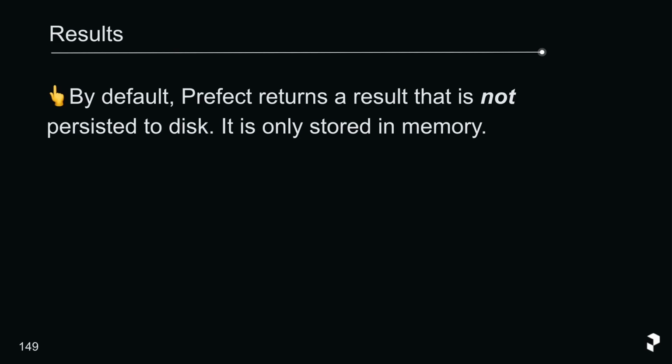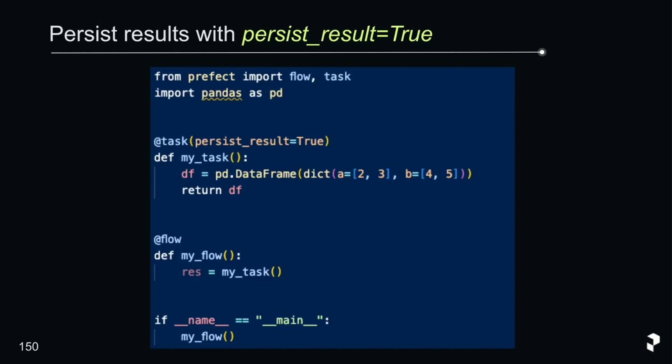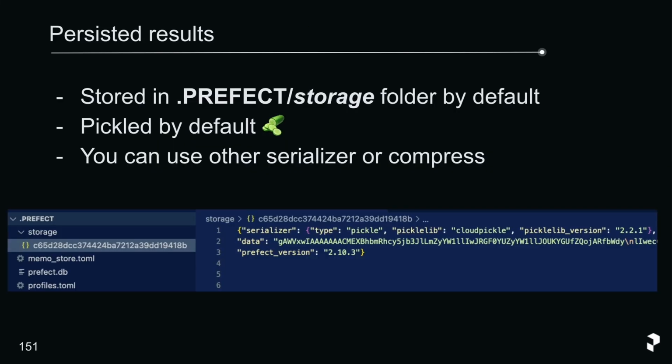By default, Prefect returns a result that is not persisted to disk. It's only stored in memory. You can persist results by using the persist result argument and applying it to the decorator as you see here. So you have to set that value to true, and then the result will be persisted. All persisted results are stored in the .prefect storage folder by default. They're also pickled, but you can use any other serializer or method for compression that you would like to use.